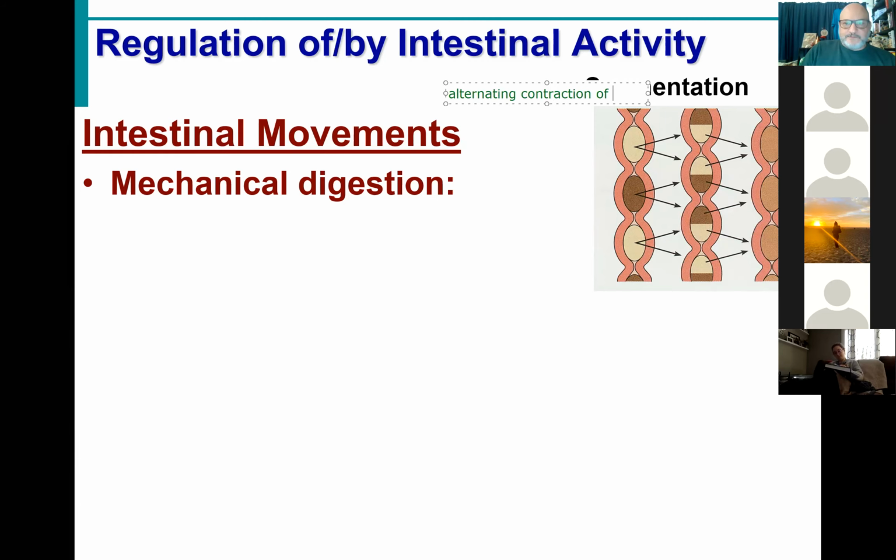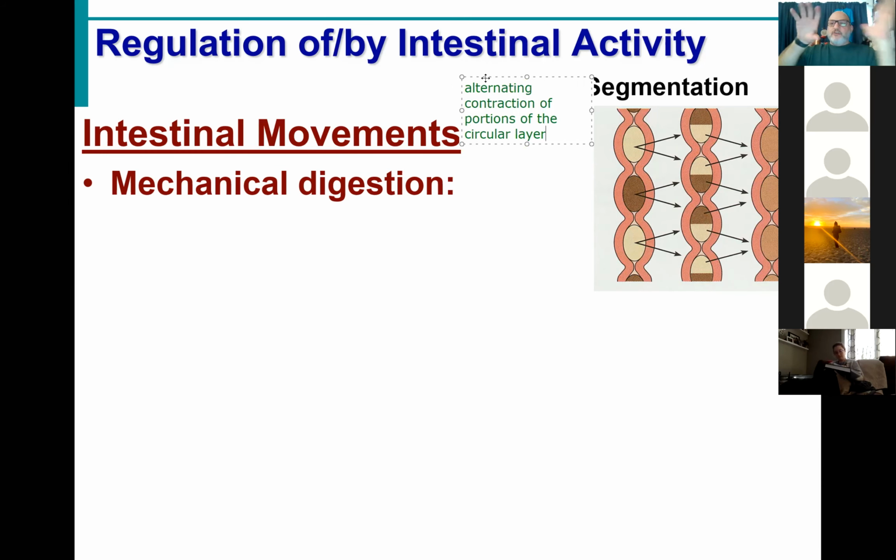of portions of the circular layer of the muscularis, right? Remember, peristalsis, we're alternating between circular and longitudinal, circular and longitudinal. Now, in this case, circular over here, then circular over here. And then in this alternating fashion, it is moving the chyme back and forth within the small intestine. Notice with this, there is very minimal forward movement.